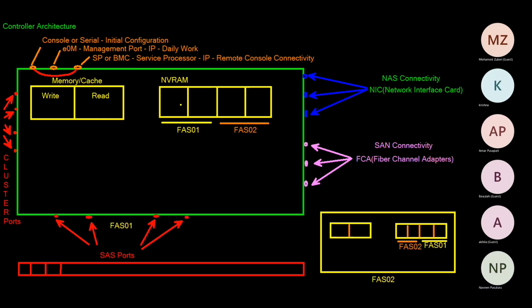Generally, memory and NVRAM play a very crucial role in data processing. Data processing means we normally present a logical partition from our storage to the clients. When they access the data or copy data to the logical partition presented from storage, everything goes through the controller only. Without the controller, it will not go directly to the disk shelves. Everything has to go to the disk shelves via the controller, so within the controller these components play a very crucial role.